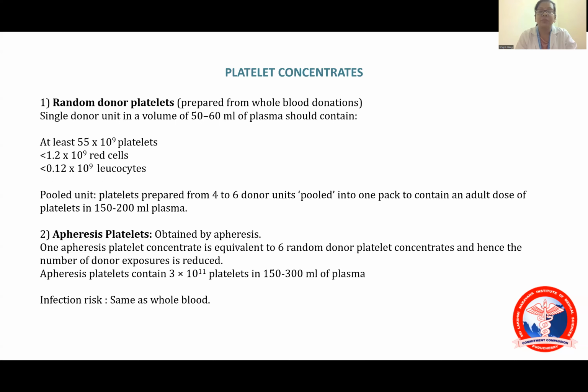Pooled unit platelets are prepared from 4 to 6 donor units pooled into one pack to contain an adult dose of platelets in 150 to 200 ml of plasma. Next is apheresis platelets. That is, they are obtained by apheresis. One apheresis platelet concentrate is equivalent to 6 random donor platelet concentrates, and hence the number of donor exposures is reduced. Apheresis platelets contain 3 × 10^11 platelets in 150 to 300 ml of plasma. Infection risk of platelets is same as that of whole blood.